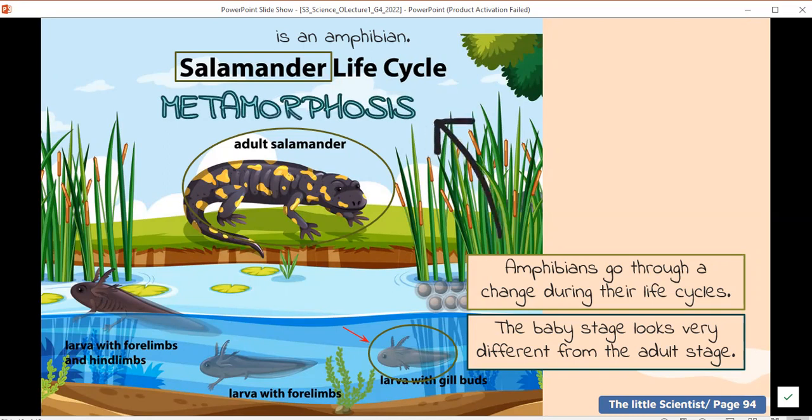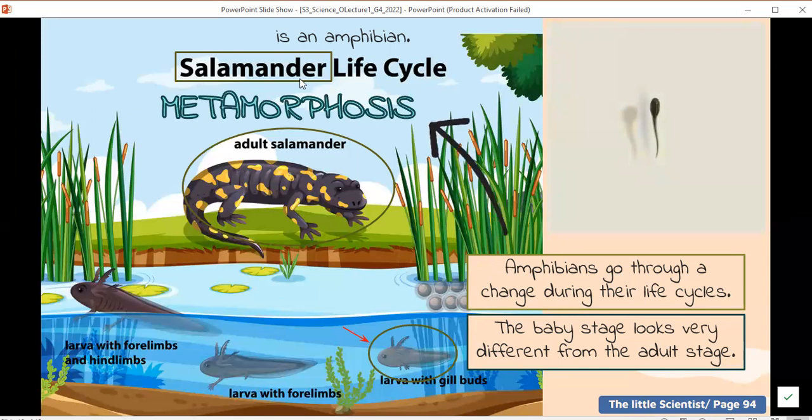So again, what is metamorphosis? It is the change or the transformation that amphibians go through during their lives. They change a lot. When they are babies, they use their gills to breathe and their fins to swim. But when they grow, they use their lungs and skin to breathe and their legs to move. So they change a lot. Baby amphibians live in water, while big amphibians live in water and on land.